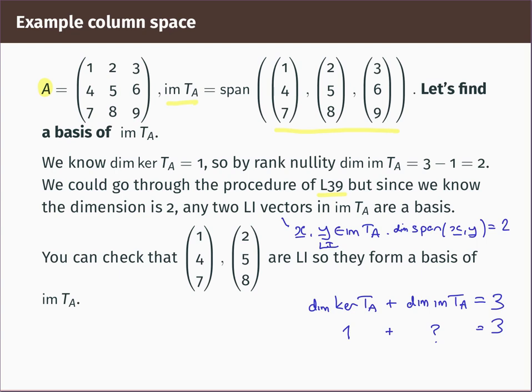This argument is very, very useful. We use it all the time. If you can find n linearly independent vectors inside an n-dimensional vector space, then they must be a spanning sequence, and so they must be a basis.